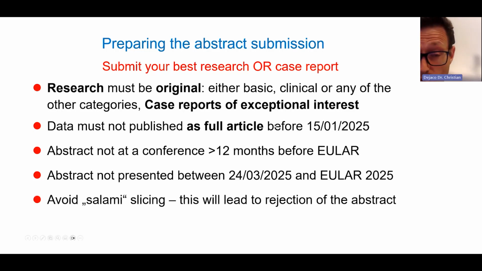That is also an important basic. So actually, avoid salami slicing. So what does it mean?